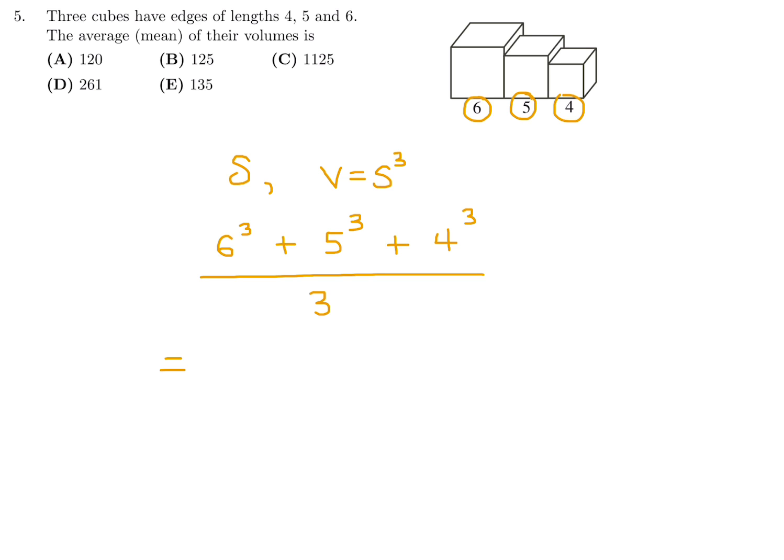So 6 to the power of 3 is 216. 5 to the power of 3 is 125. And 4 to the power of 3 is 64, all divided by 3. And that would be, if you do the math, 135. So number 5, the answer is E.